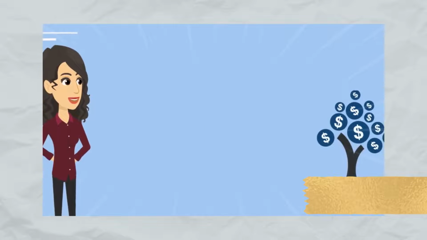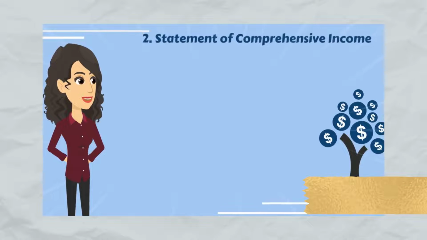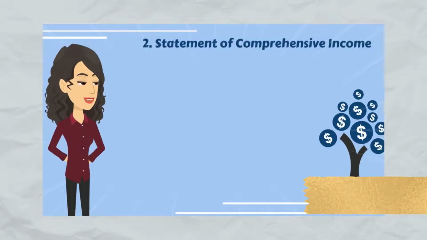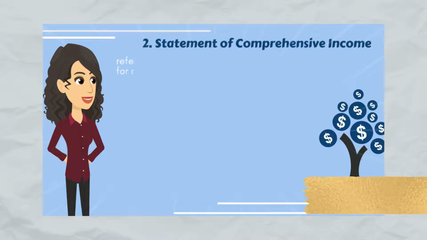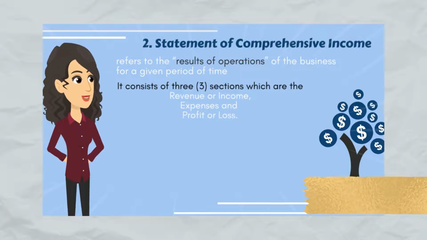The second statement is the statement of comprehensive income. The statement of comprehensive income is previously known as income statement. This is a financial statement that shows the results of operations of the business for a given period of time. It consists of three sections, which are the revenue or income, expenses, and profit or loss.